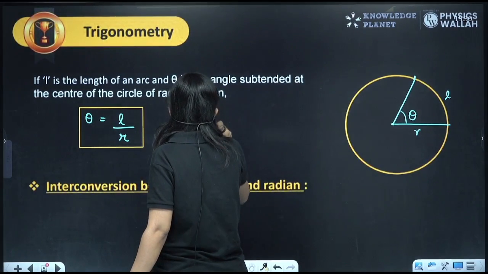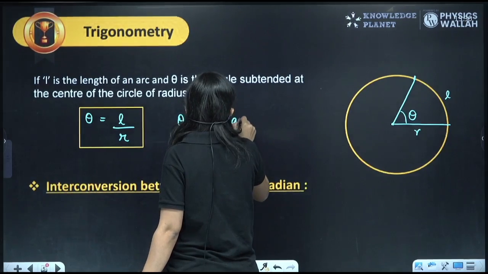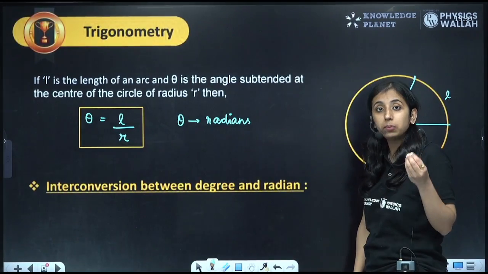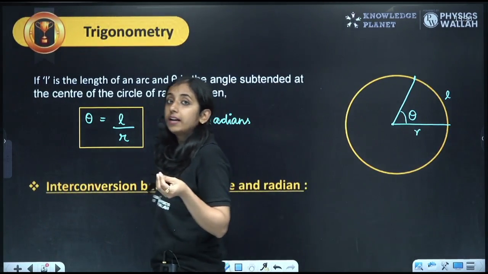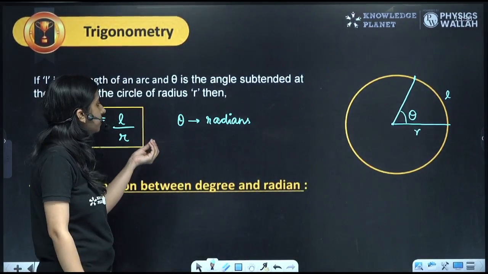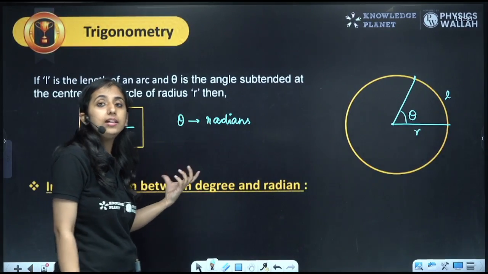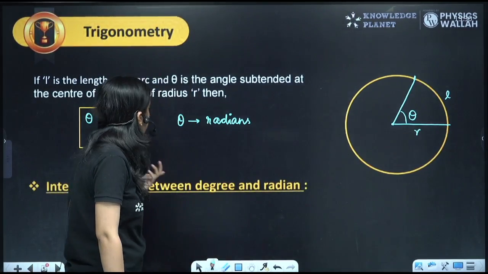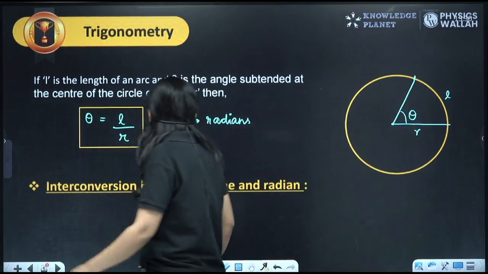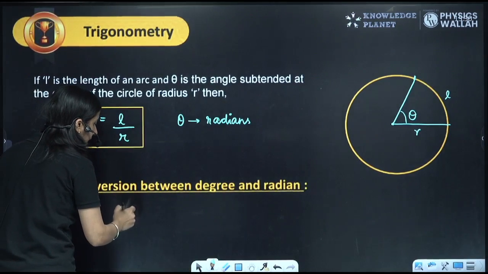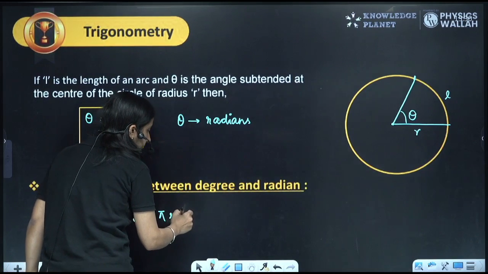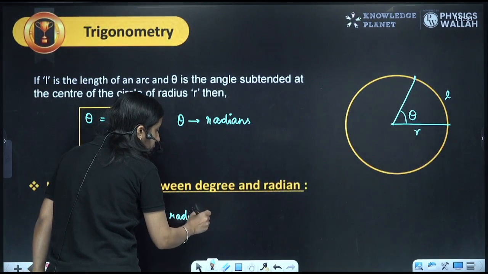Okay, we will get this theta in radians. Now radians is my SI unit for measuring plane angle. Till now we have measured angle in degrees, but now we will use the SI unit to measure angle, that is radians. When we divide the arc length by the radius, we get theta in radians. Now what is the interconversion between degree and radian? So the interconversion between degree and radian is that 180 degree is equal to pi radians.